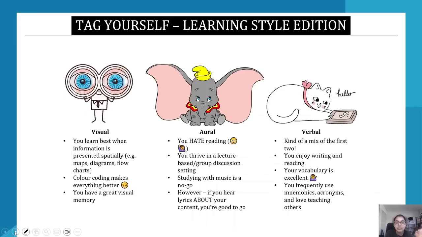Oral is when you hate reading, so you thrive in lecture-based discussion groups. This is where studying with music is a no-go for you, for example, and you learn more by discussing with others, hearing, saying it out loud. Verbal is a mix of the first two. You enjoy writing and reading. Vocabulary is really good. You frequently use mnemonics and acronyms, and you love teaching others.